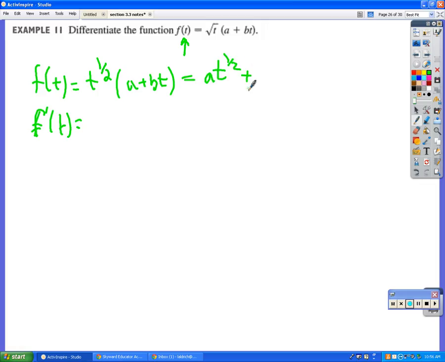So we do the product rule then? We'll do both, and we'll see that it comes out to be the same answer no matter how you do it. So if Gabby wants to distribute, t to the 1/2 times a is obviously going to be a t to the 1/2. What is t to the 1/2 times bt? bt to the 3/2. Because remember, when the bases are the same, what do you do with the exponent? You add them. Great observation, Gabby. That's another way we can do this problem.